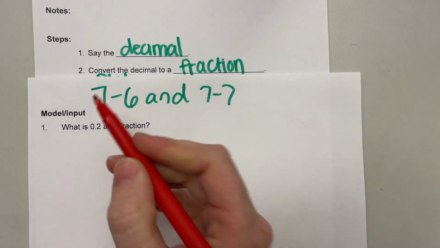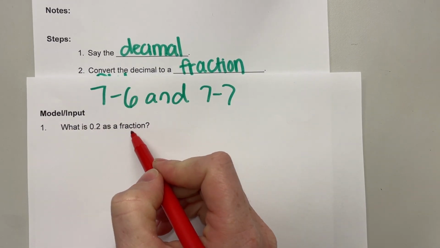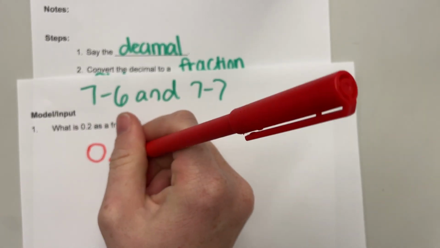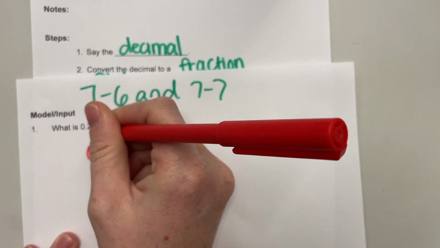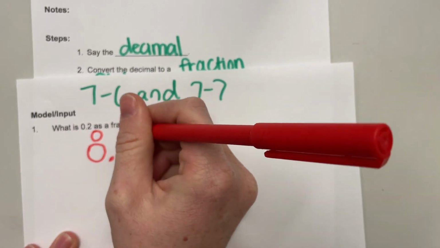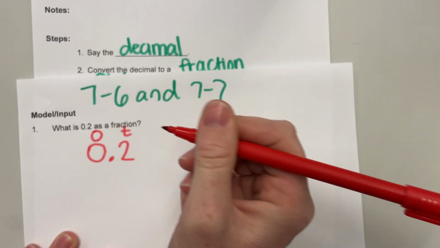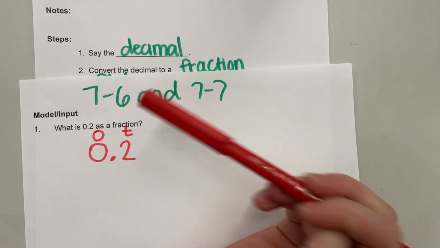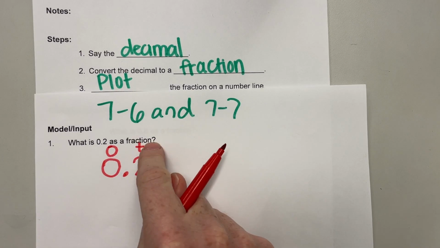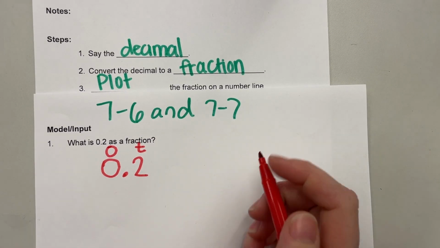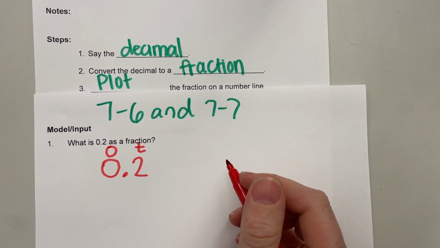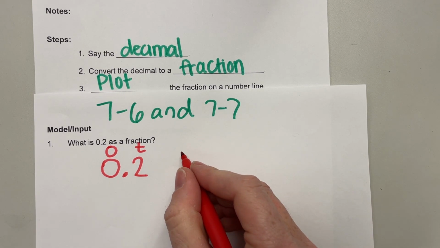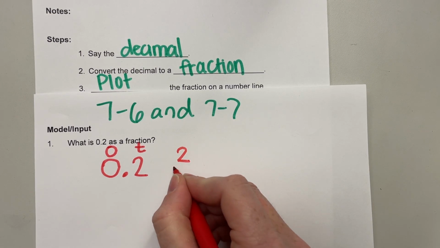My first problem says, what is 0.2 as a fraction? First, I have to say that decimal. I'm going to write it, and then I'm going to label. This is my ones place, my decimal, and then my tenths place. So I'm going to say 2/10. I'm going to convert it to a fraction. So listen to how I'm saying it. 2/10. I say the same thing for a fraction. I say 2/10.